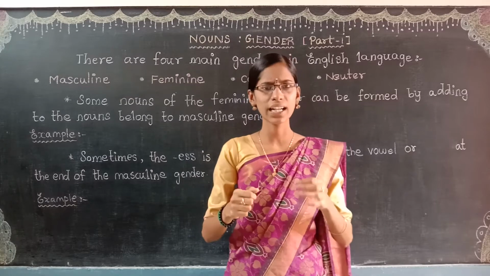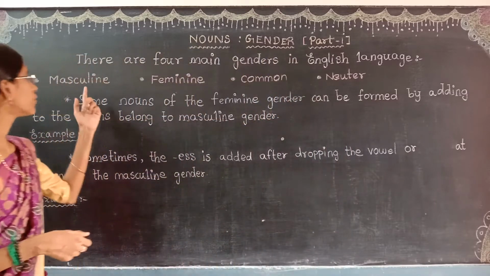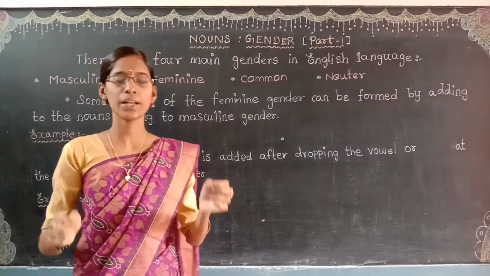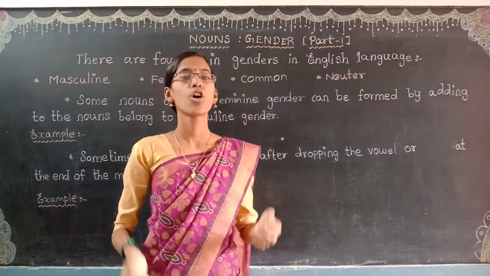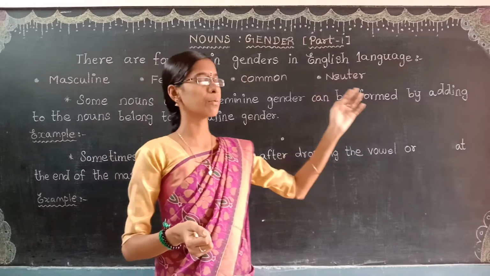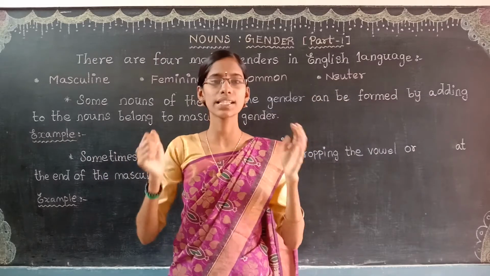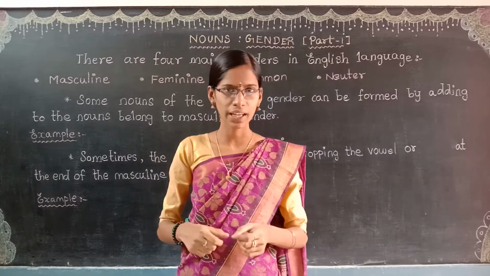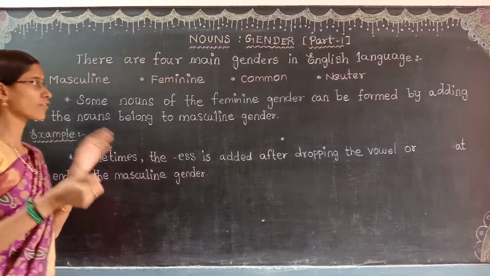Okay? So, what are the types? See here, the first one is masculine. The second one is feminine. The third one is common. And the fourth one is neuter. So, these are the 4 types of noun gender. Okay? Now, coming to the definition of each gender.